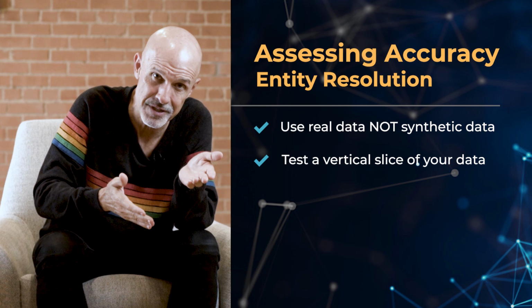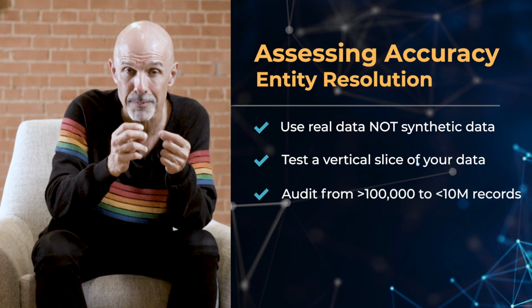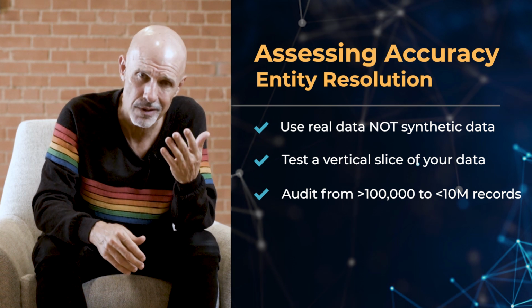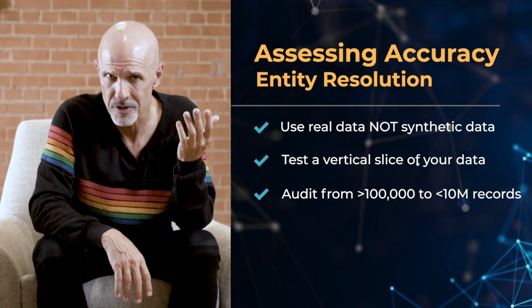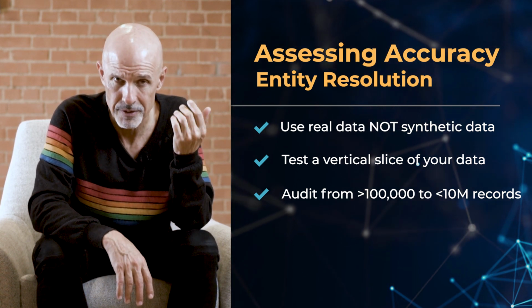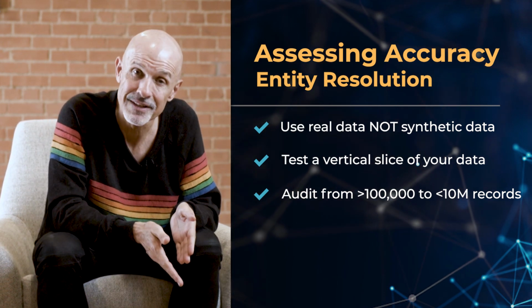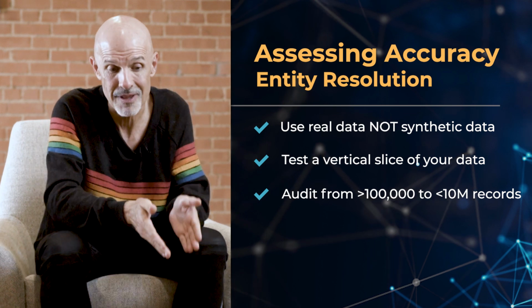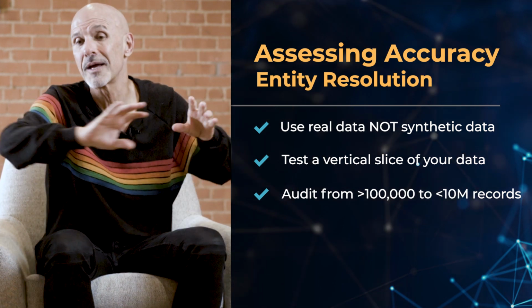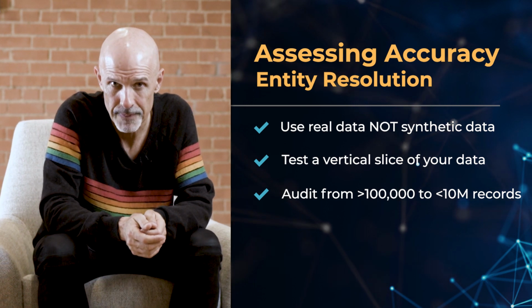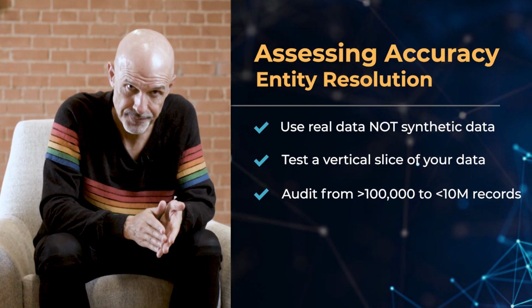In an accuracy test, where you're going to be doing an audit and looking at pairs and combinations and clusters of records, you're going to want to run something under 10 million. Could be hundreds of thousands, could be a million, but probably under 10 million. You're going to want to do a vertical slice. It might be one state. It might be everybody with the last name starting with the letter A. But what you're not going to do is take a random sampling of a bunch of data and then see what your entity resolution is. So you're going to use real data.